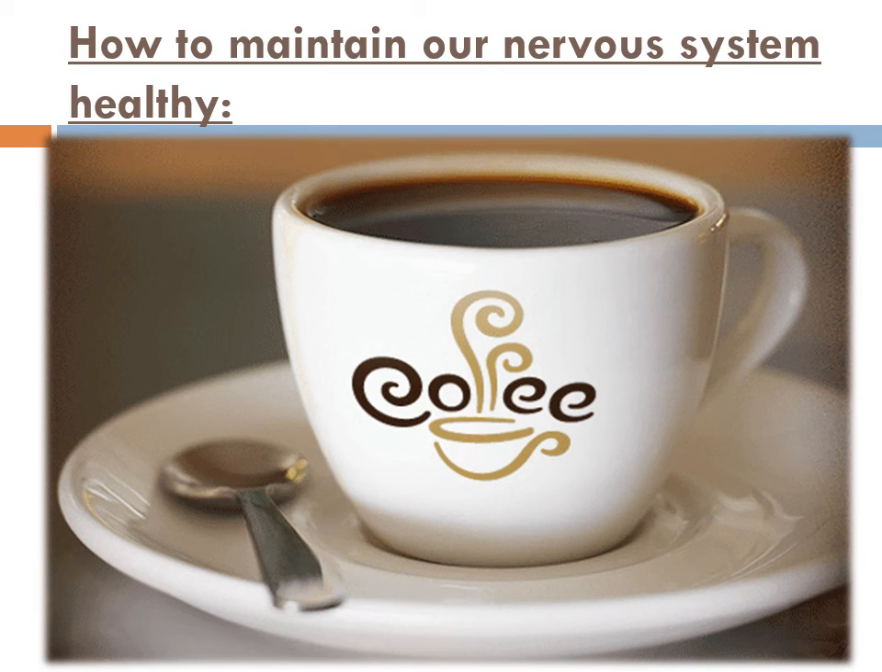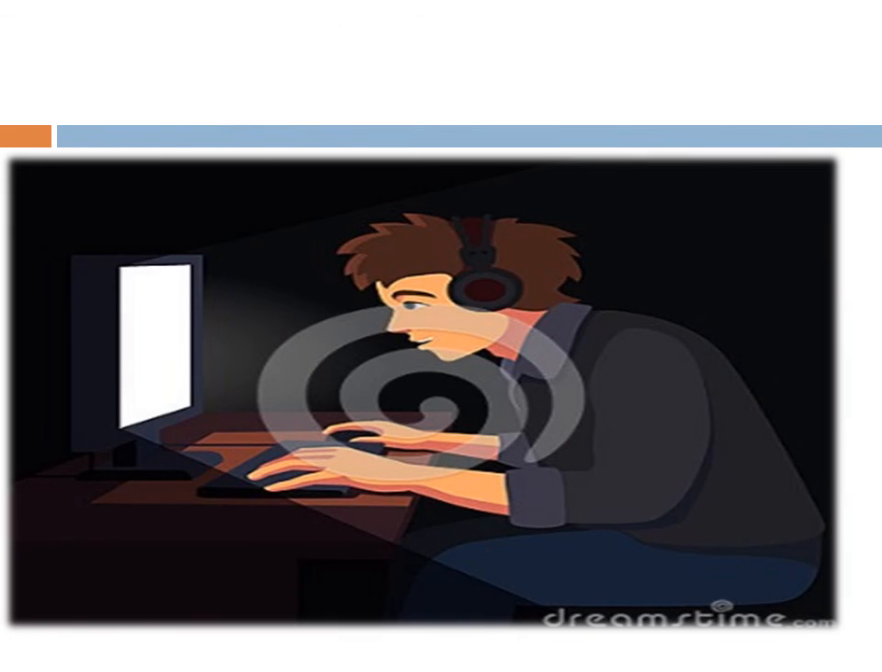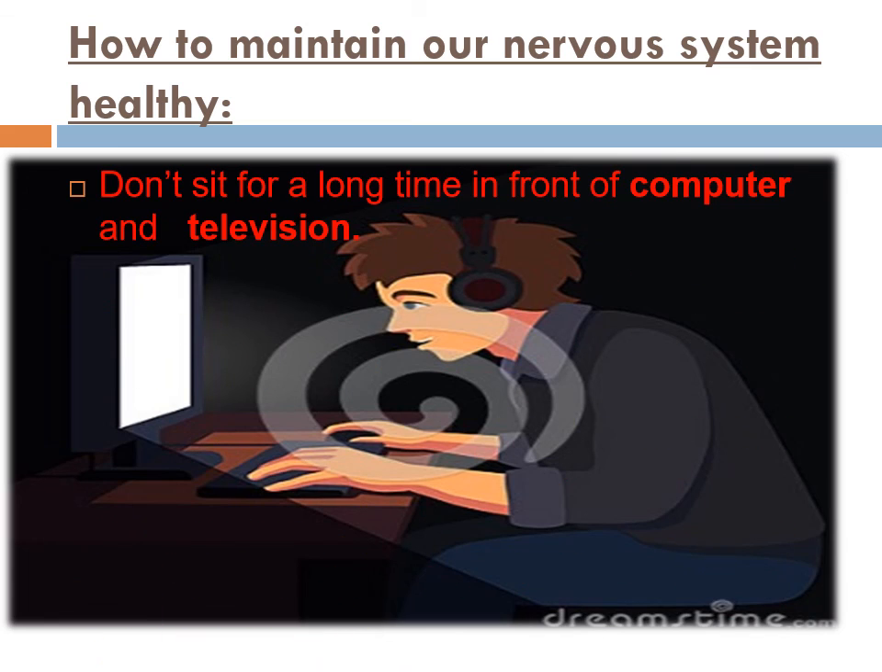How to maintain our nervous system healthy? First, reduce the intake of stimulating substances such as coffee because it affects sleeping periods. Don't sit for a long time in front of the computer and television. This harms our nervous system.